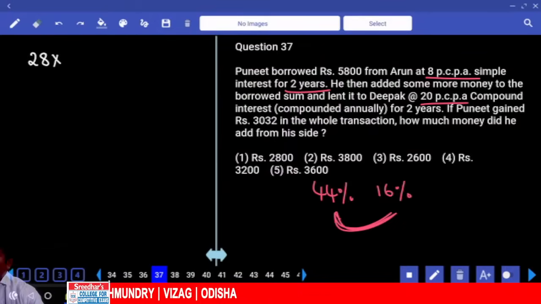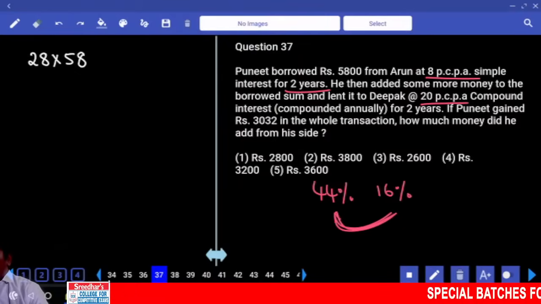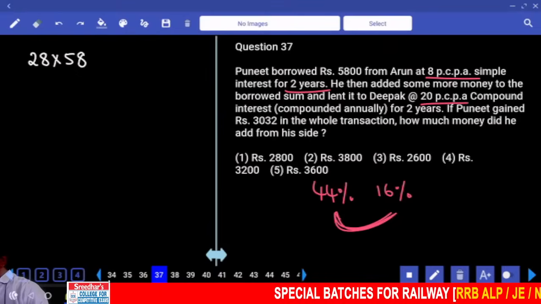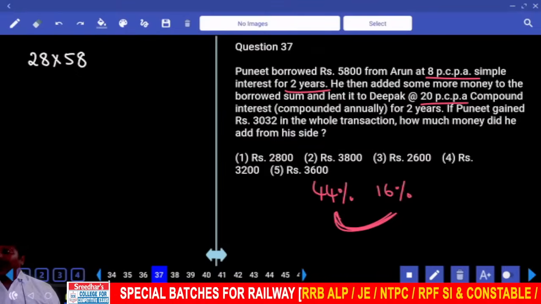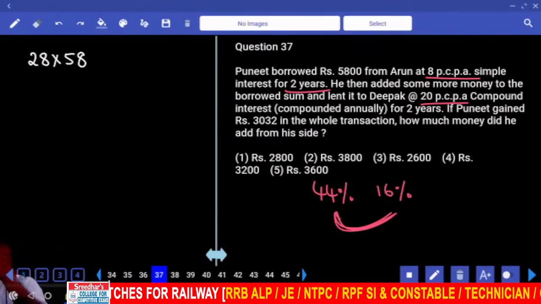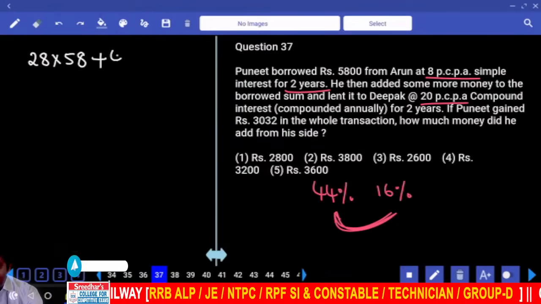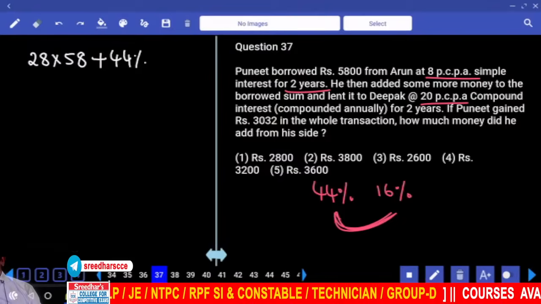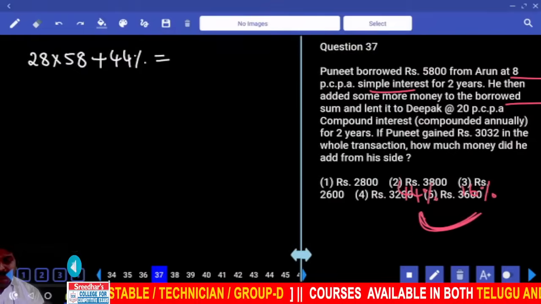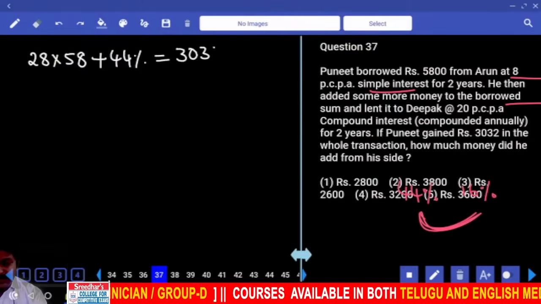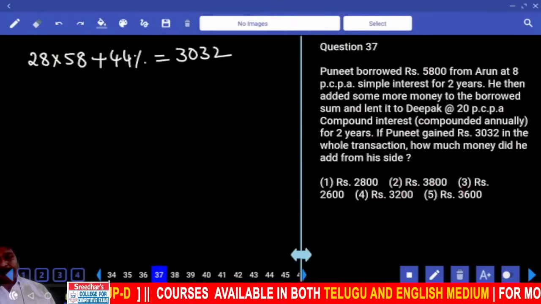5,800. What is 1%? 58. This is your straightforward profit. Correct? And assume you are giving me 100% from your pocket. And that also you are getting interest. How much interest are you getting? 44%. Apart from this, you are getting 44% of your money as interest. And this is equal to 3,032. Clear? Come on. Right.